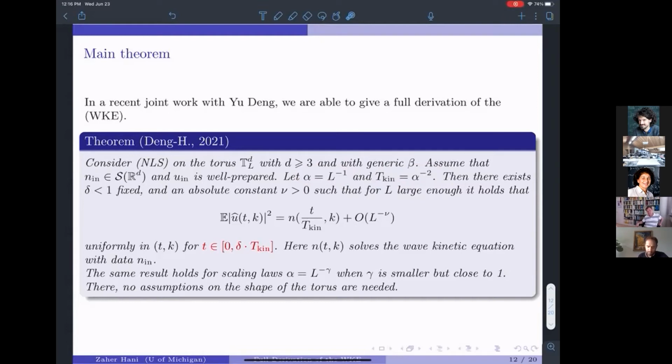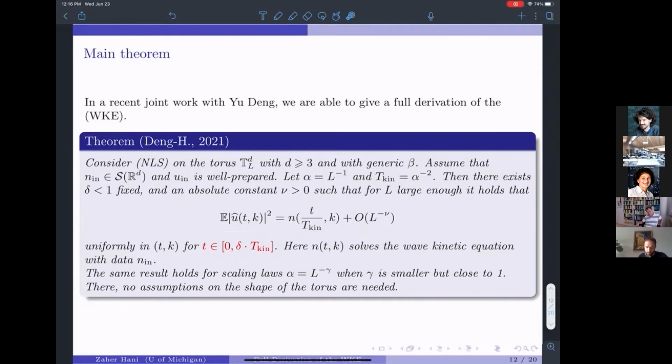Then the theorem says that there exists a delta less than 1, which is fixed, and an absolute constant nu greater than 0, such that the following holds. Just as we want, the expected value of the modulus squared of the Fourier modes is approximated by the solution of the wave kinetic equation, rescaled at times t over T kinetic, plus a term that goes to 0 as L goes to infinity. And the important thing is that this holds for times all the way up to delta times T kinetic.